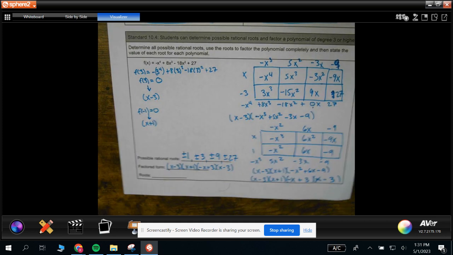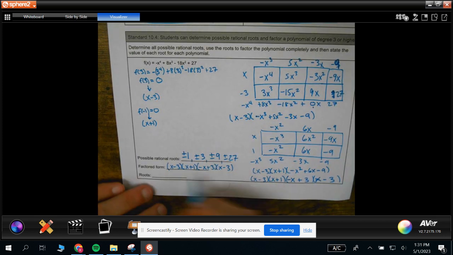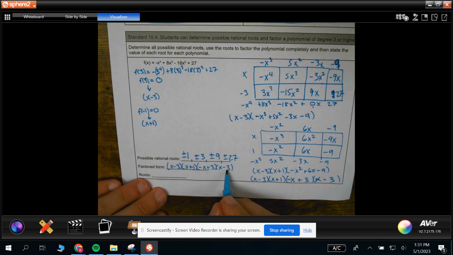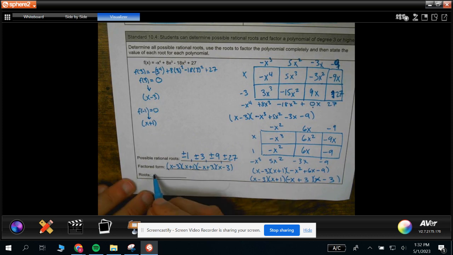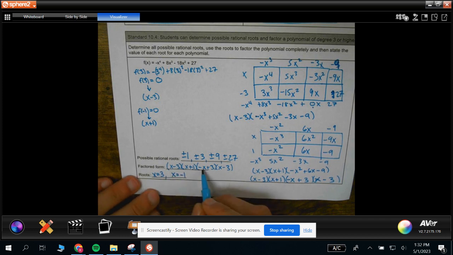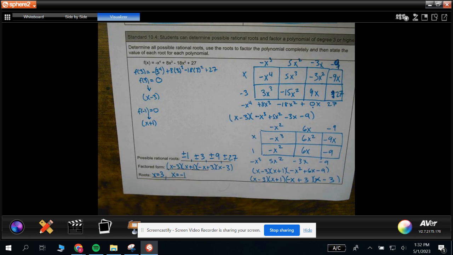Now, what are my roots? My roots are the values that make these equal 0. X minus 3, which means I have a root at x equals 3. X plus 1, I have a root at x equals negative 1. Negative x plus 3, that's just 3, and x is 3. Great. So those are my roots right there.